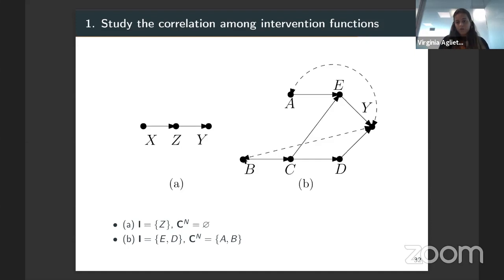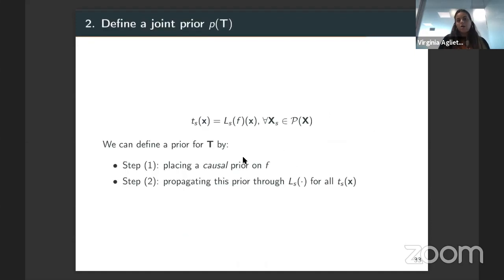And this is actually what we do. We just say, okay, if all of the functions can be represented as a transformation of f, we can place a prior on f and then propagate this prior through the integral transform.